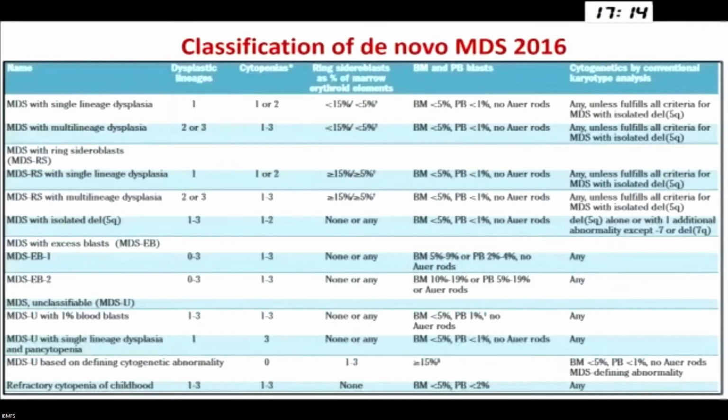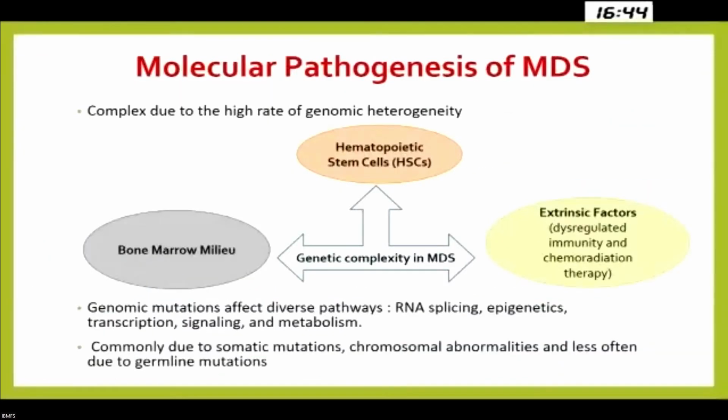This is a summary slide of the last MDS 2016 classification of the Blue Book of WHO. The last entity, I have highlighted it yesterday through a question, refractory cytopenia of childhood, is a provisional entity. It was in 2008. It remains as a provisional entity in 2016. And I think a lot of debate has happened yesterday on this topic.